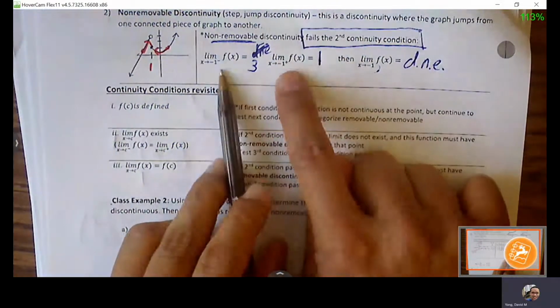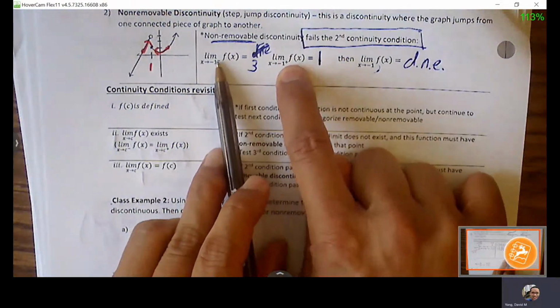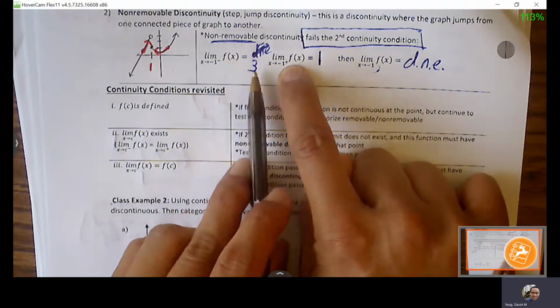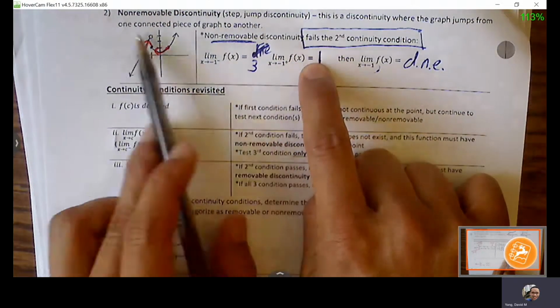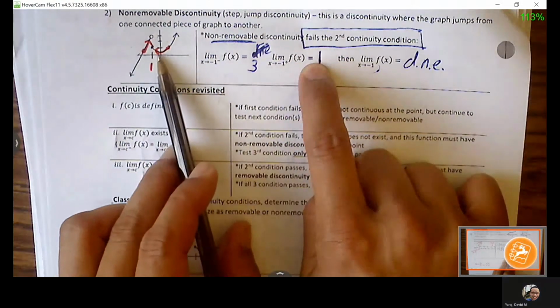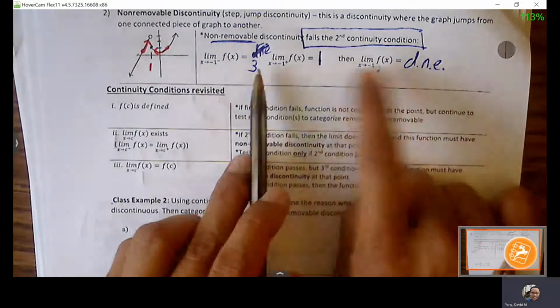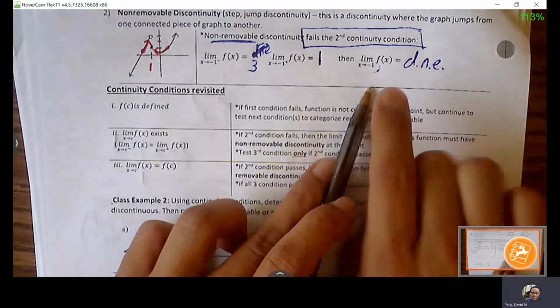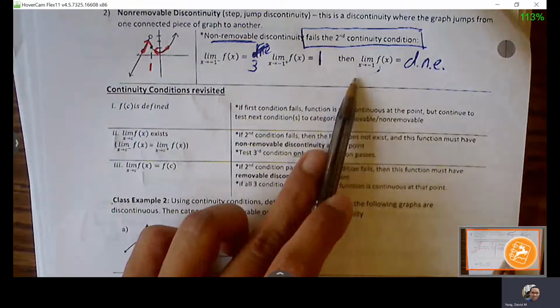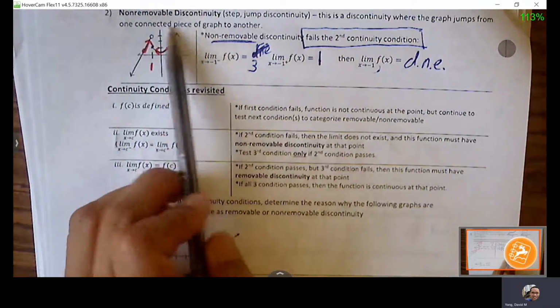All right. Whenever you see that exponent to the right of the number, that means we're just talking about from the left or from the right. That's where we're looking at the arrows for the movement. But because these are not in agreement, the limit doesn't exist, we know we must be dealing with a non-removable discontinuity.